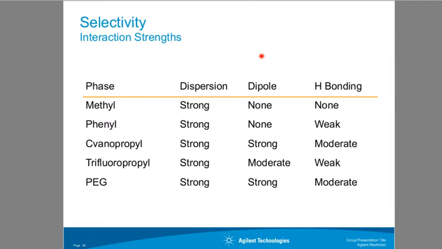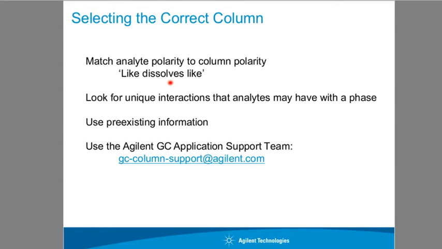And we do have a talk that goes in depth with all of this in choosing the right column. The main thing to do with columns is to try to match analyte polarity. Again, like dissolves like, so that's the best way to start. If you've done that, and you say, okay, I've got nonpolar things, but I don't have the resolution, look for unique interactions, maybe with those coeluting compounds, that we may find with a phase or slight substitution of a stationary phase that may pick out interactions between those two analytes.